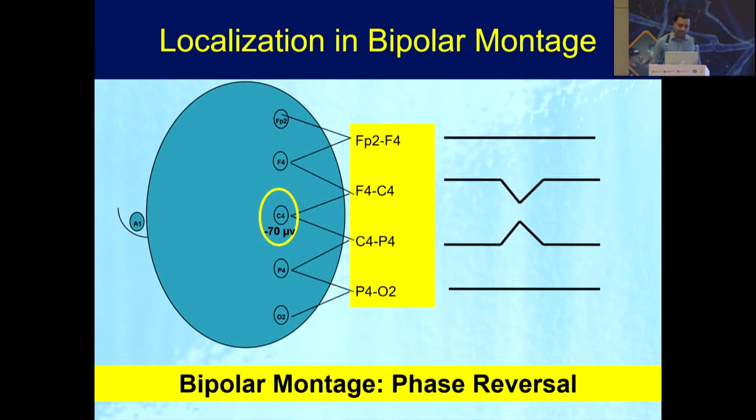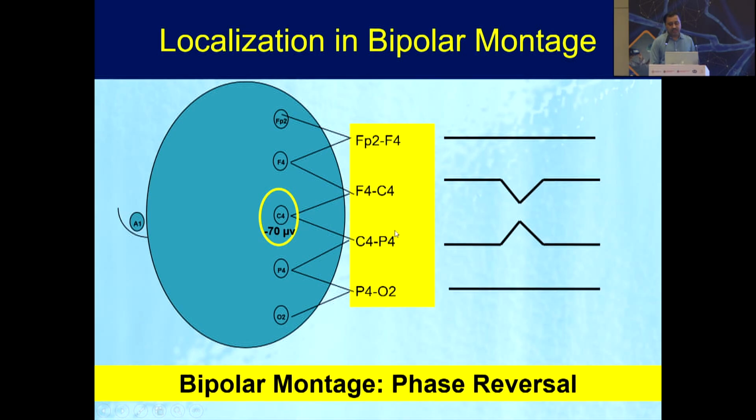To give you an example, let us see how we localize in bipolar montage. This is how we try to localize a spike. Let us say C4 has a potential of -70, a spike or negative potential of -70 underlying C4. Concentrate on the F4-C4 channel. C4 is negative, F4 is relatively positive, isn't it? So input 1 is positive, which means it will produce a downward deflection. Negative is upward, positive is downward. So in F4-C4, there will be a downward deflection.